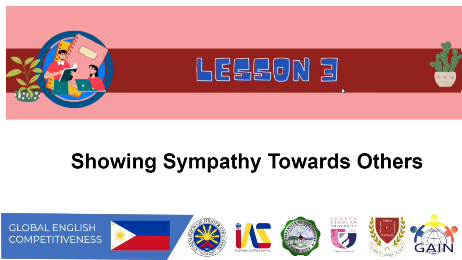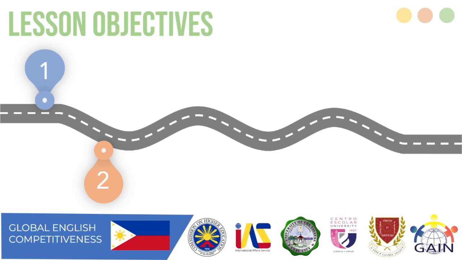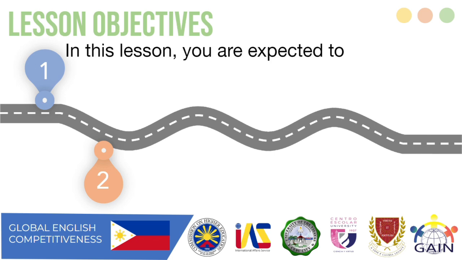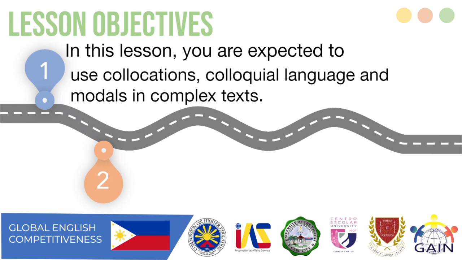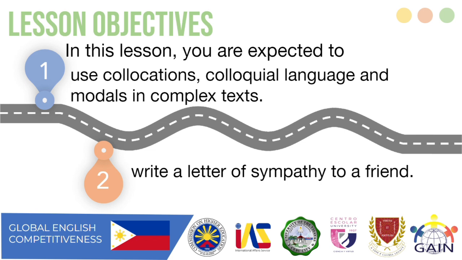Welcome again to Lesson 3 of Module 1. Our objectives for today are: in this lesson, you are expected to use collocations, colloquial language, and modals in complex texts. Write a letter of sympathy to a friend.